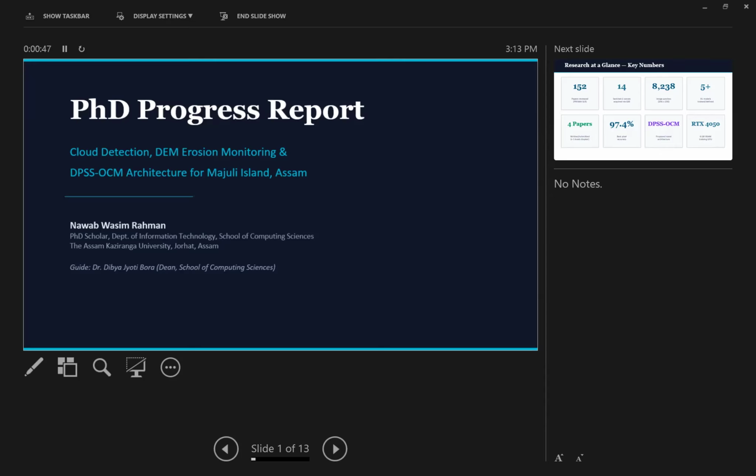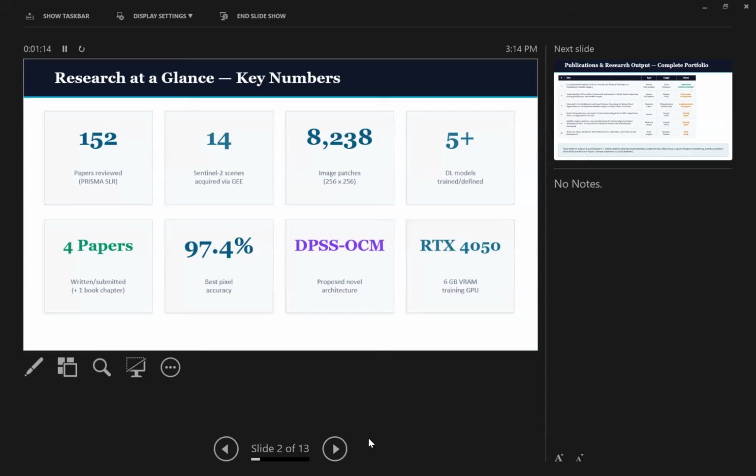I have also found the dual pathway spectral spatial Omni Cloud Mask images. That is the prime factor running right now in the studies, and I am trying to implement it this semester for shoreline detection on the bank of the Brahmaputra. Till now, I have studied around 152 papers, and I have collected 14 scenes of true cloud images from Google Earth Engine.